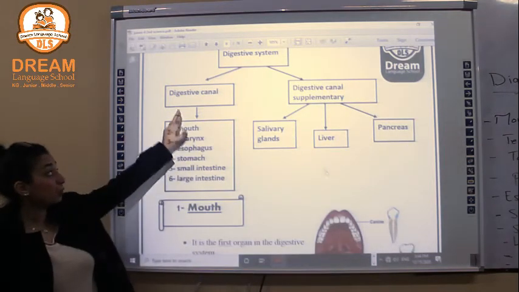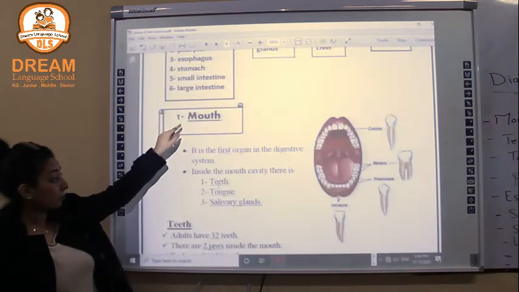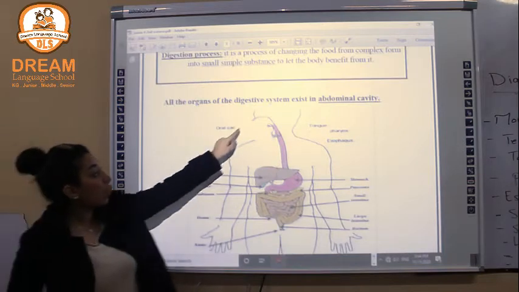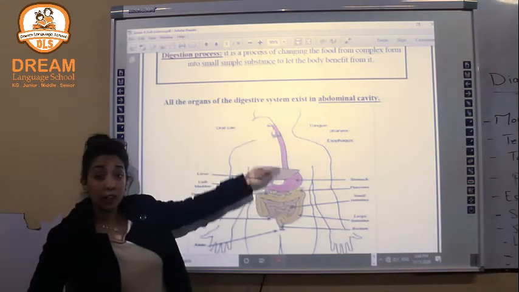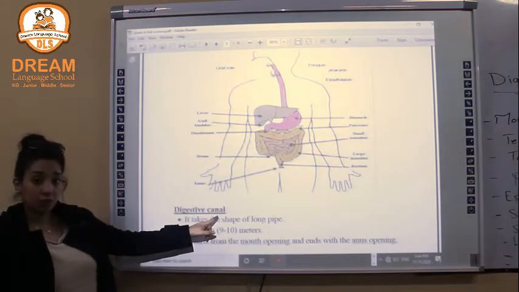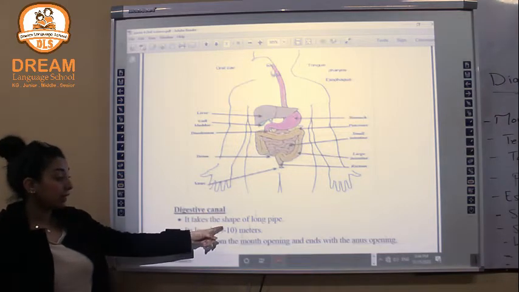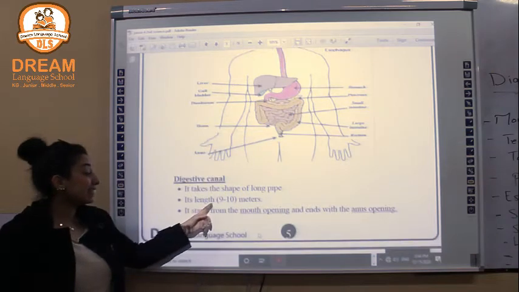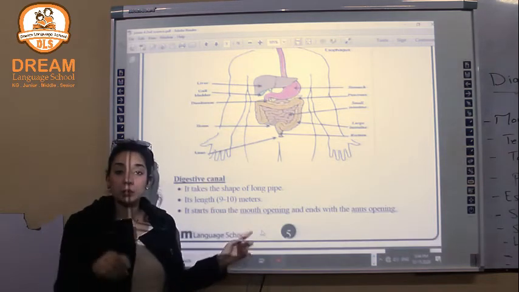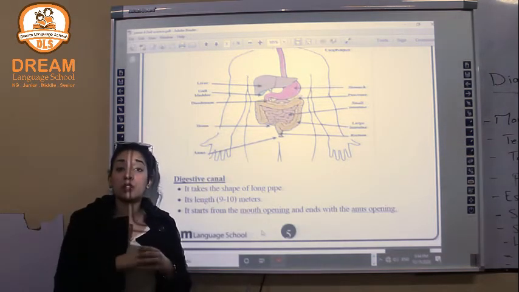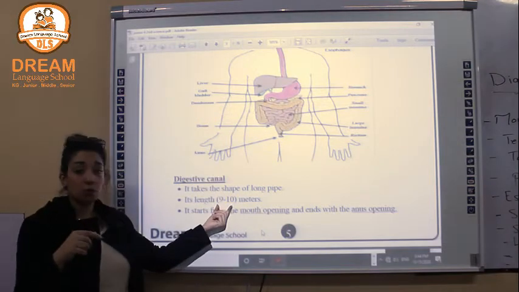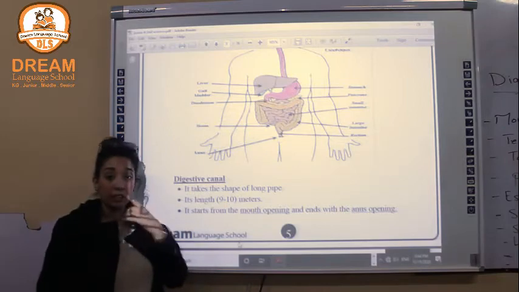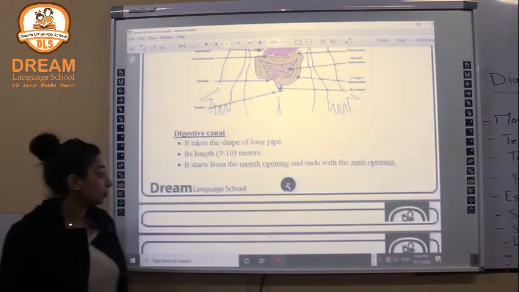Okay, let's first start with the digestive canal. All this journey inside our body is called the digestive canal. The digestive canal takes the shape of a long tube. Its length ranges from 9 to 10 meters, so it's very long. It starts with the mouth and ends with the anus.